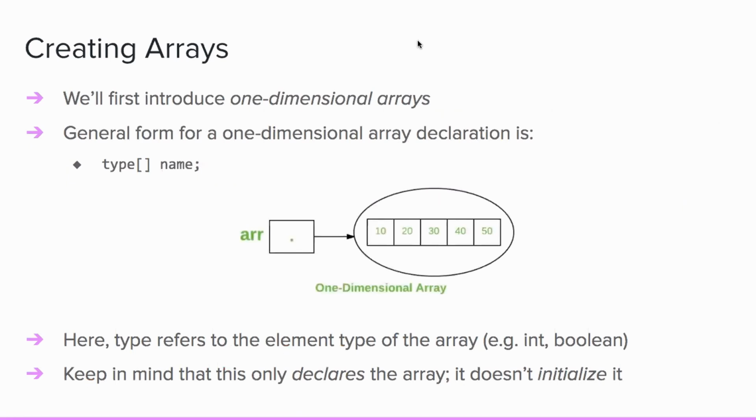We'll first introduce one-dimensional arrays. The general form for a one-dimensional array declaration is the type, followed by square brackets and the array name. The type refers to the element type, which could be integers or booleans. In our diagram, we have a one-dimensional array of integers. Keep in mind that this only declares the array and does not initialize it.